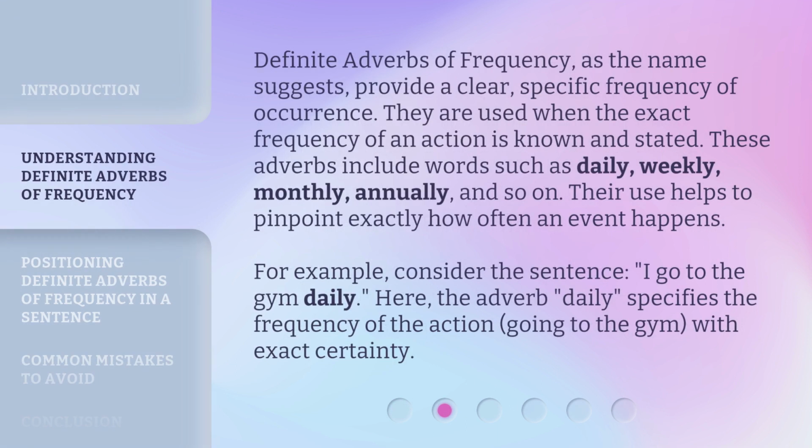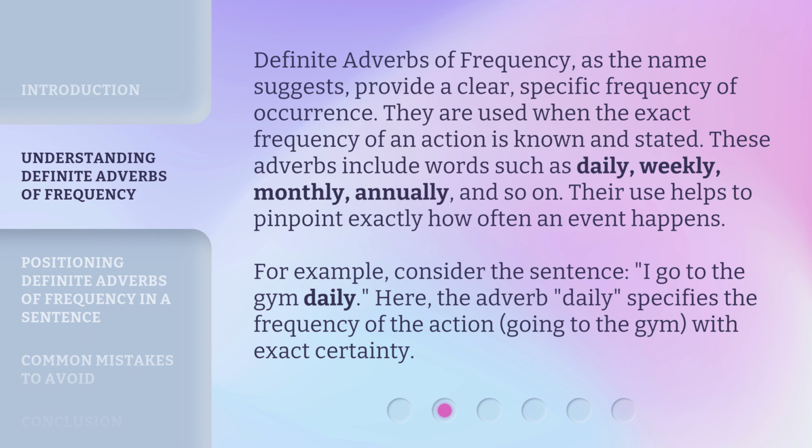Definite adverbs of frequency, as the name suggests, provide a clear, specific frequency of occurrence. They are used when the exact frequency of an action is known and stated. These adverbs include words such as daily, weekly, monthly, annually, and so on. Their use helps to pinpoint exactly how often an event happens.